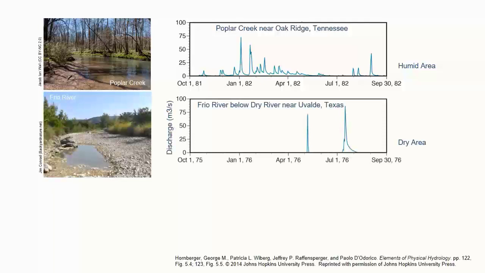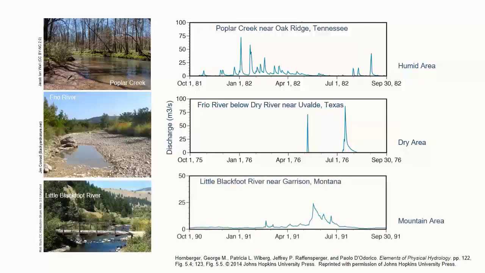Now contrast Poplar Creek with the Frio River in Texas, which is in a more arid region with highly variable rainfall throughout the year. In arid climate zones, rivers, especially smaller rivers, may naturally flow only temporarily during the year, perhaps seasonally or even in response to individual rainfall events. You can imagine that these arid zone rivers will support very different biotic communities.